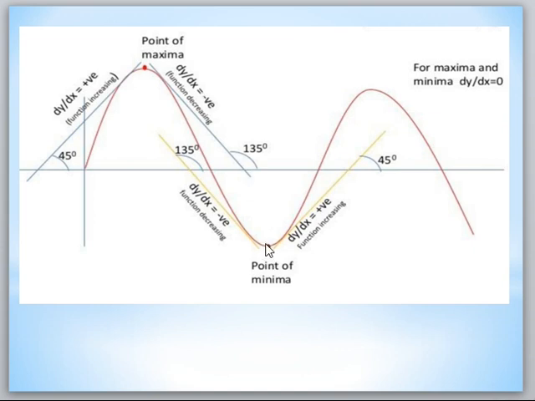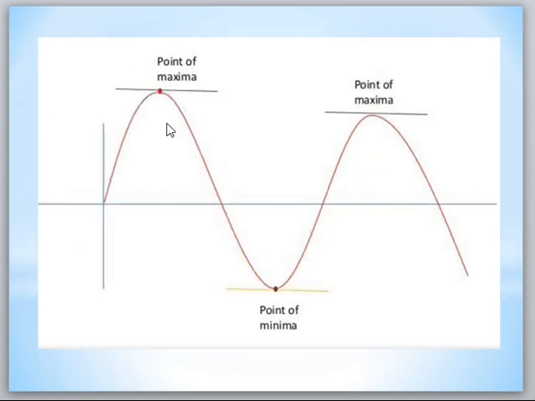Similarly, at this point, the function changes its nature from decreasing to increasing. So at these 2 points where the function changes its nature, either from increasing to decreasing or from decreasing to increasing, if we look at the tangent at these 2 points, the tangents are parallel to the x-axis. What is the meaning of a parallel tangent? A tangent parallel to the x-axis means geometrically that the derivative dy/dx should be equal to 0.